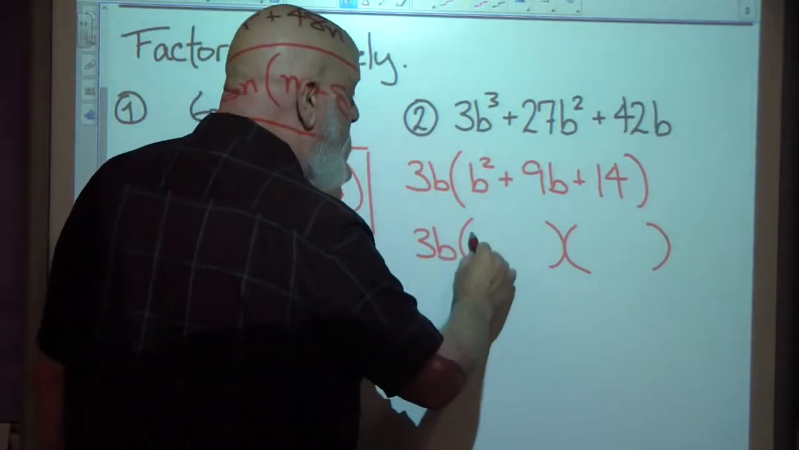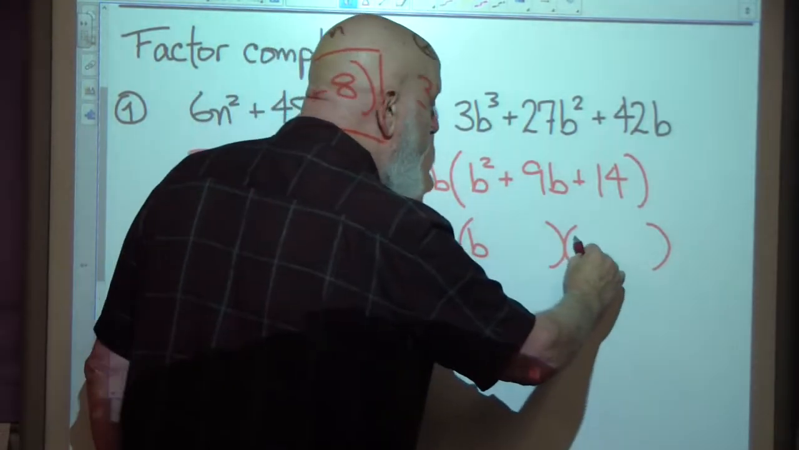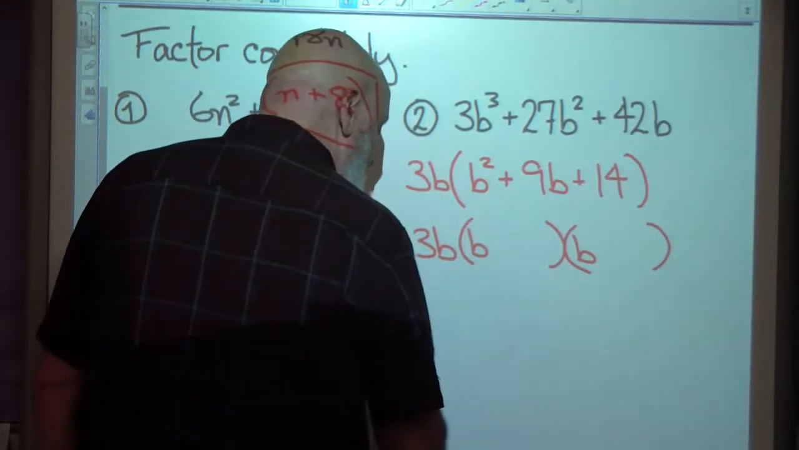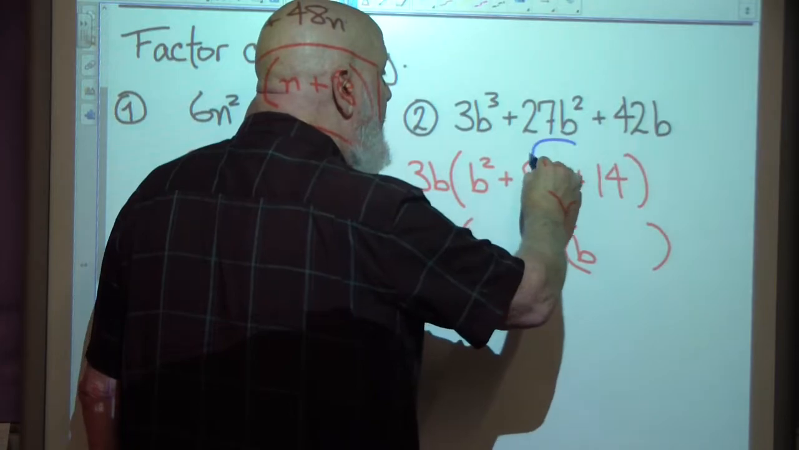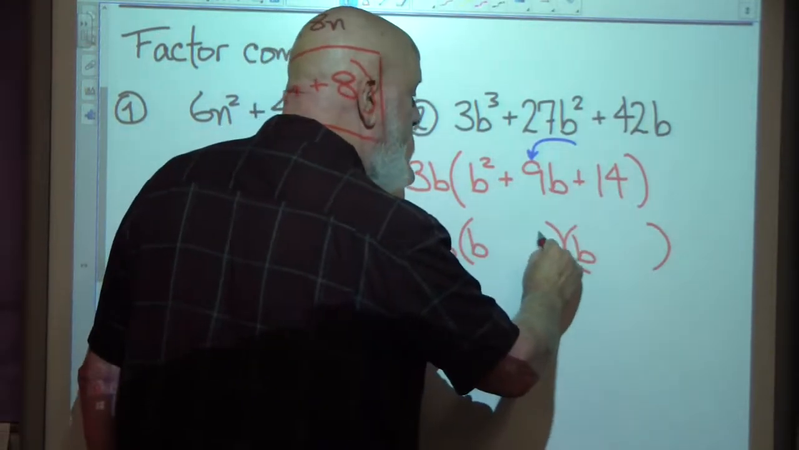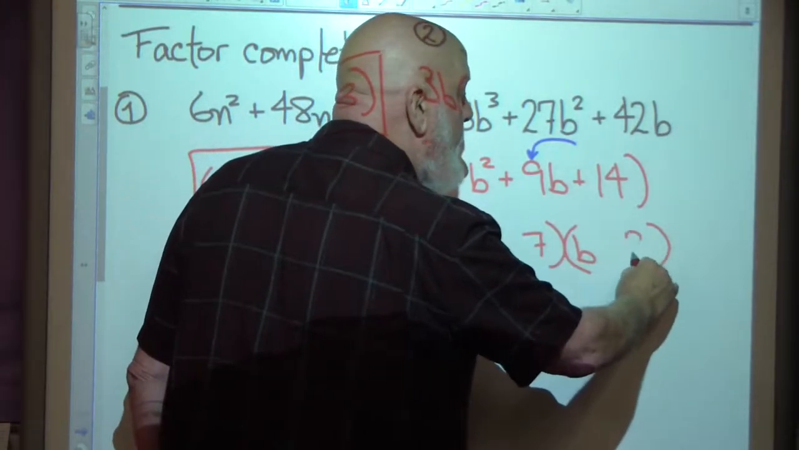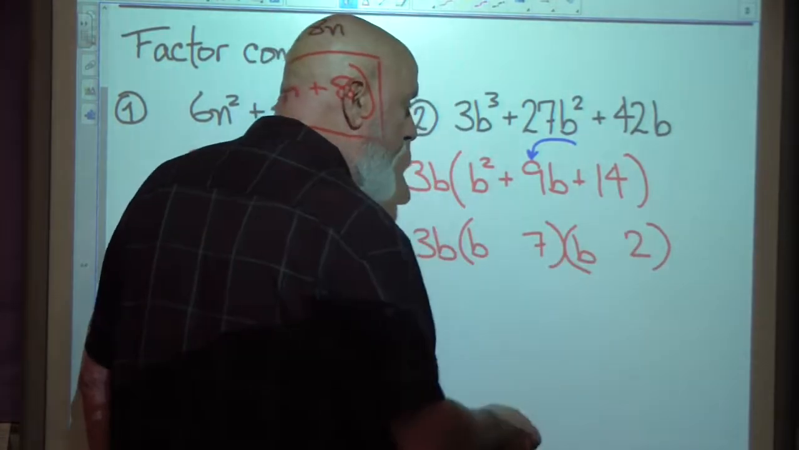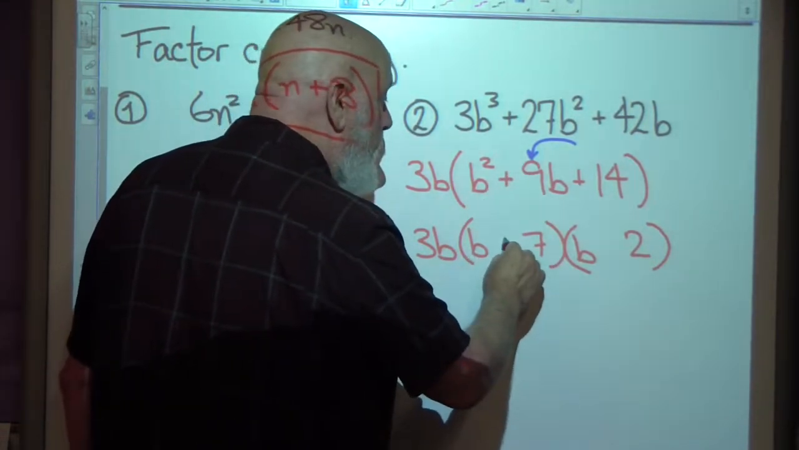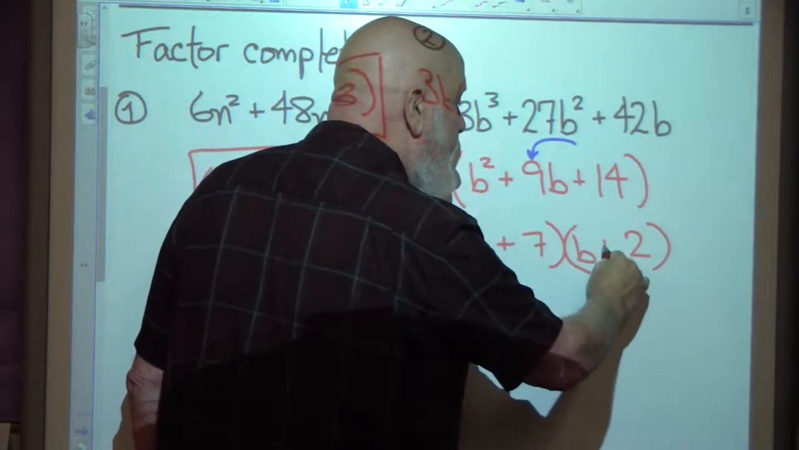I'm going to take the square root of this one and put it here and here. I'm looking for factors of 14 that add or subtract to give me a 9. And I see that 7 and 2 will work. Doesn't matter where I put the 7 and where I put the 2. I can put the 2 here and the 7 here. What does matter is they have to add up to positive 9. The only way that can happen is if they're both positive.